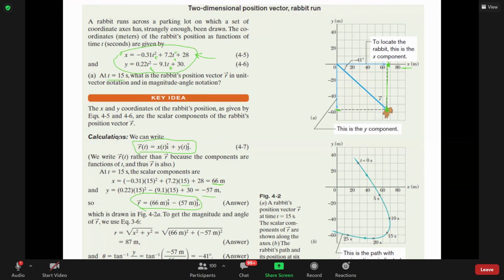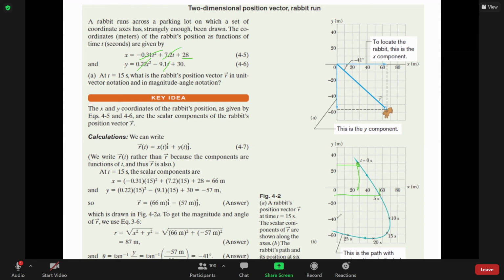How about at t equals 0? At t equals 0, this is 0, this is 0. So what is x? 28. And y? 30. See, at t equals 0, where is it? 28 and 30. So at t equals 0, the rabbit was here. How about at t equals 5? What you do, you substitute 5. You get it, and it will be this x and this y.